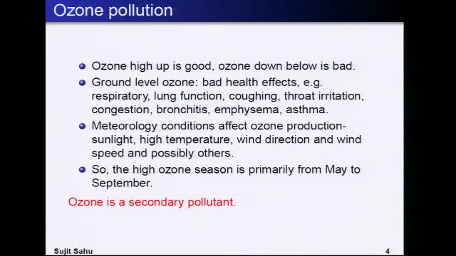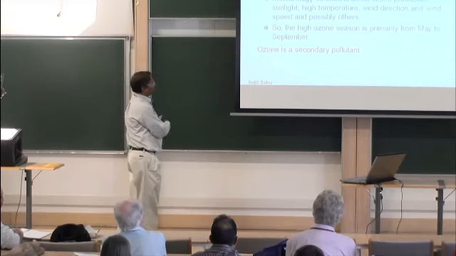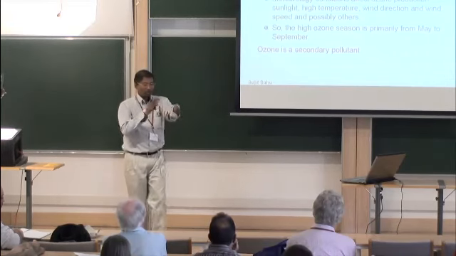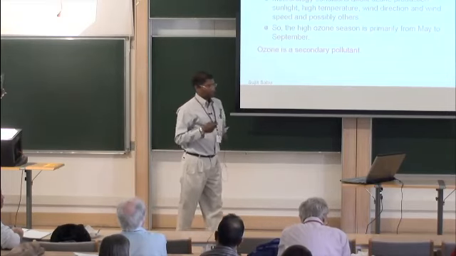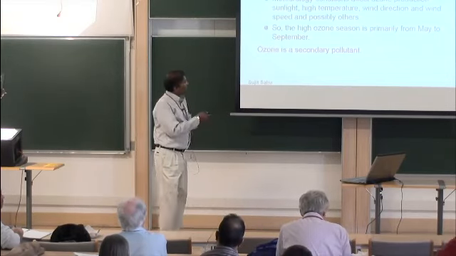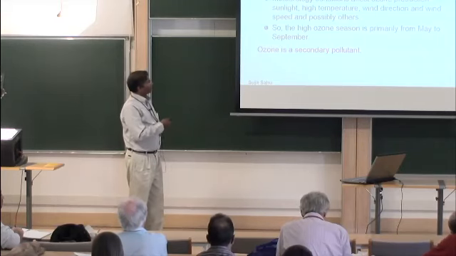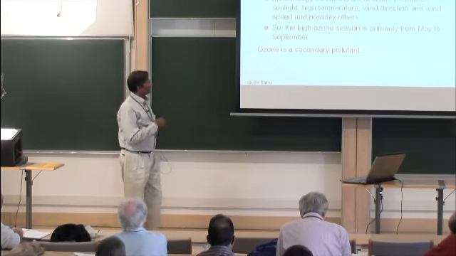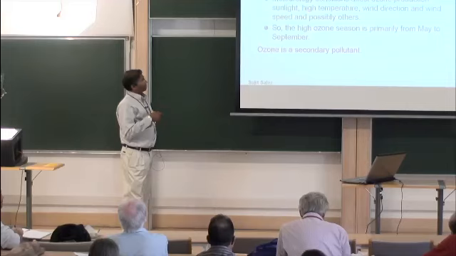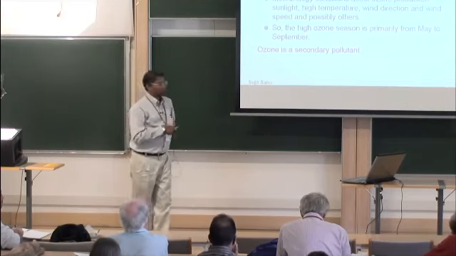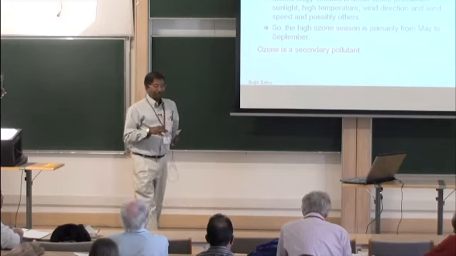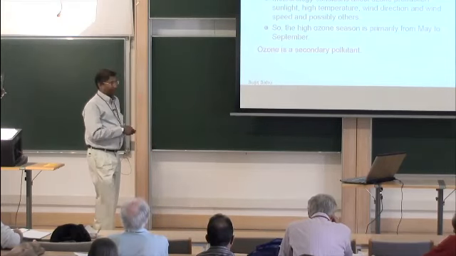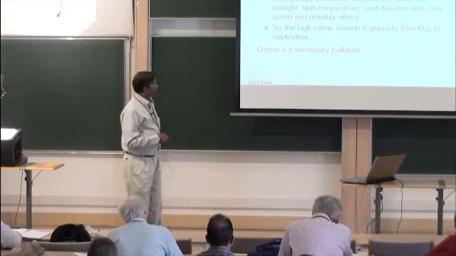Another fact about ozone is that meteorological conditions affect ozone production, like sunlight and high temperature. I will show in the next slide how ozone is formed, at least that will be my attempt at explaining the chemistry behind it. These meteorological conditions are important in explaining ozone, and because of them, the high ozone season is primarily in the summer, from May to September. That's summer in the US, not like in Australia, I guess. And ozone is a secondary pollutant.